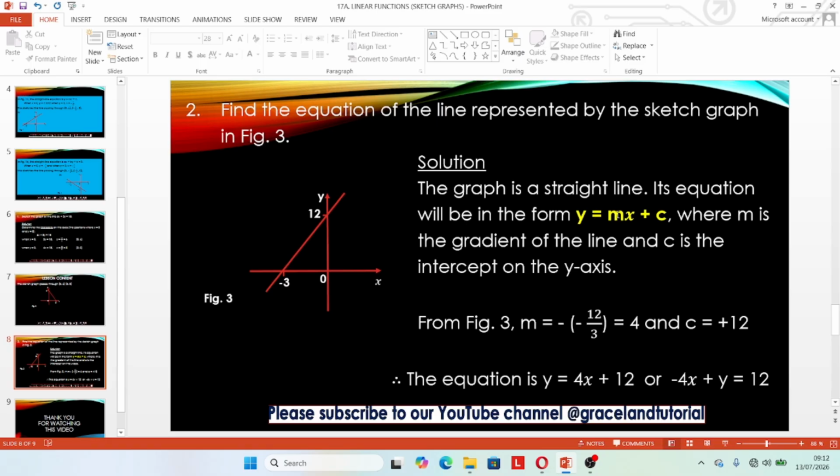Since we already know m and we know c, we'll replace the letters with the figures. So y will be equal to 4x, the m is now 4, plus the c is now 12. So y will be equal to 4x plus 12. Or you move 4x to the right-hand side, and that turns to minus. Minus 4x plus y is equal to 0.